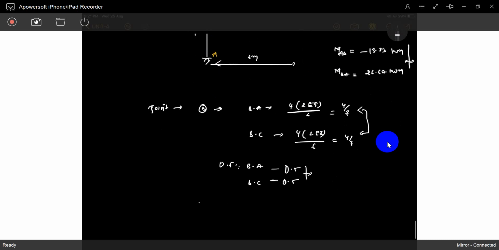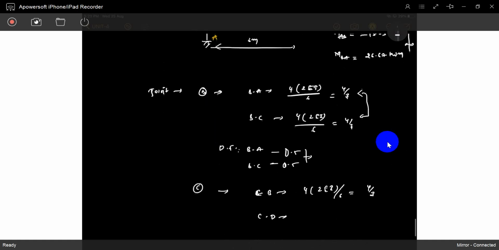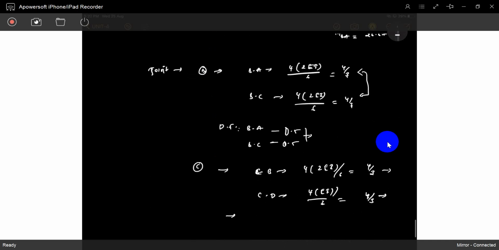Okay, for joint C, CB is again 4EI by L, which is 4 by 3. CD is different, the length is 3 meters only, but I, that's why we took it easy, 4EI by 3, again 4 by 3. See, the length is decreasing, so the stiffness is increasing. Understood? So again, for CB and CD it is 0.5, 0.5. Life is easier. These are the distribution factors.